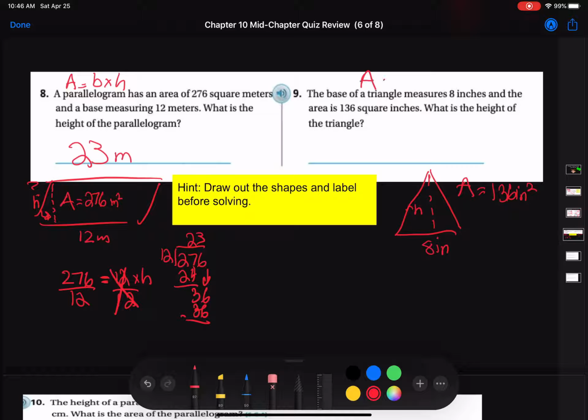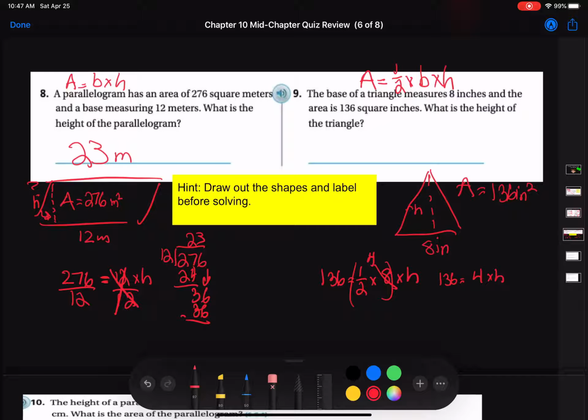Remember, the formula is area equals 1/2 times base times height. Okay, so we're going to go 136 equals 1/2 times 8 times h. So the first thing we need to do is simplify the 1/2 times 8. So what that means is that you're just halving 8. What's half of 8? 4. So now it's 136 equals 4 times h.